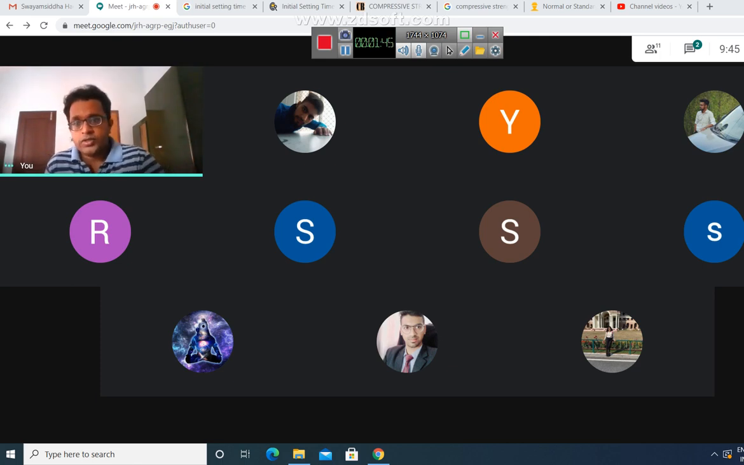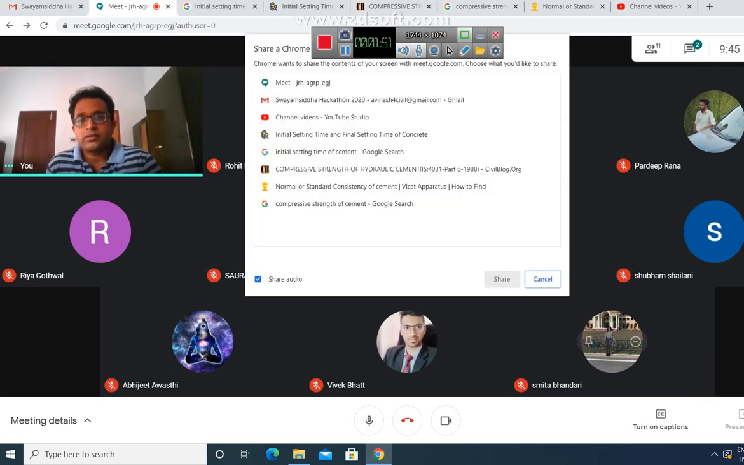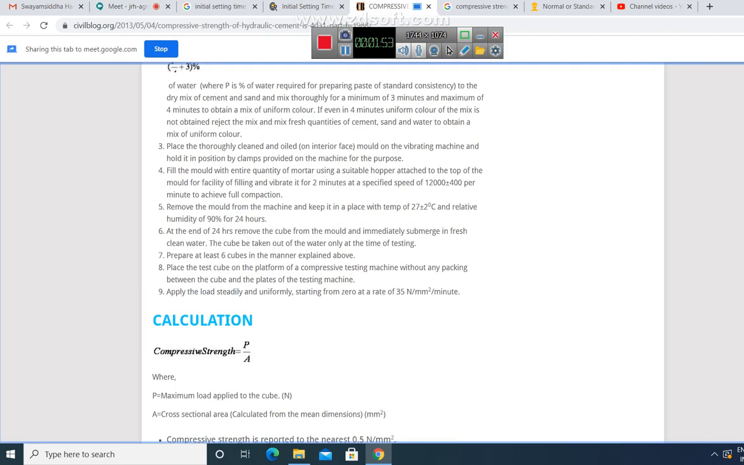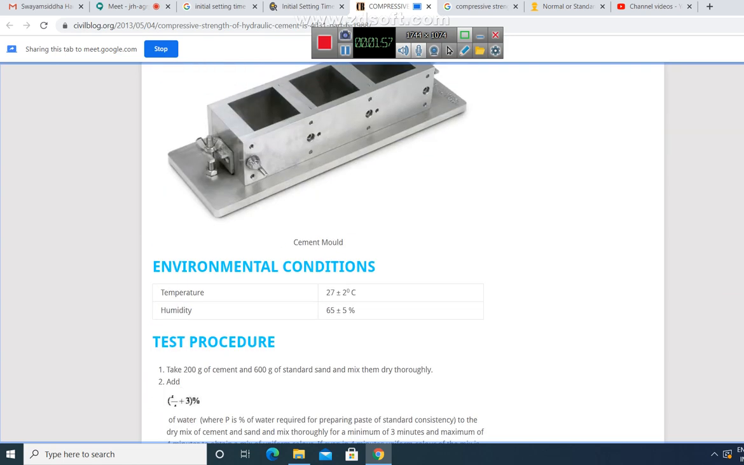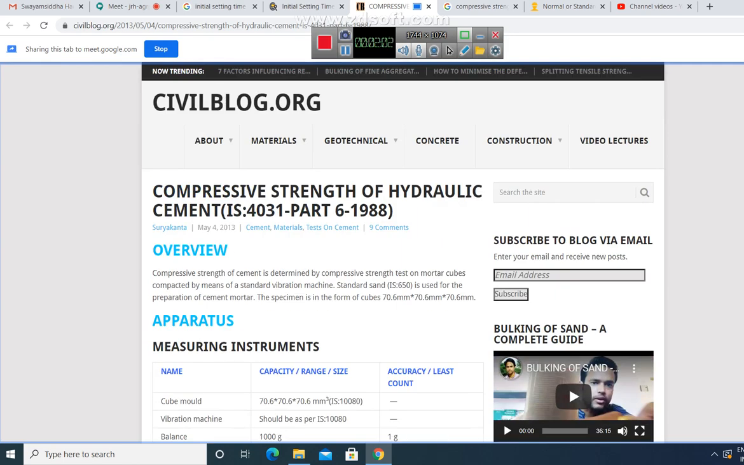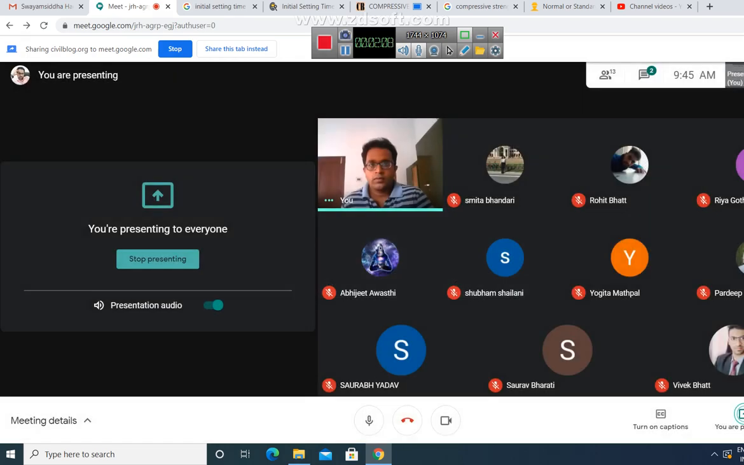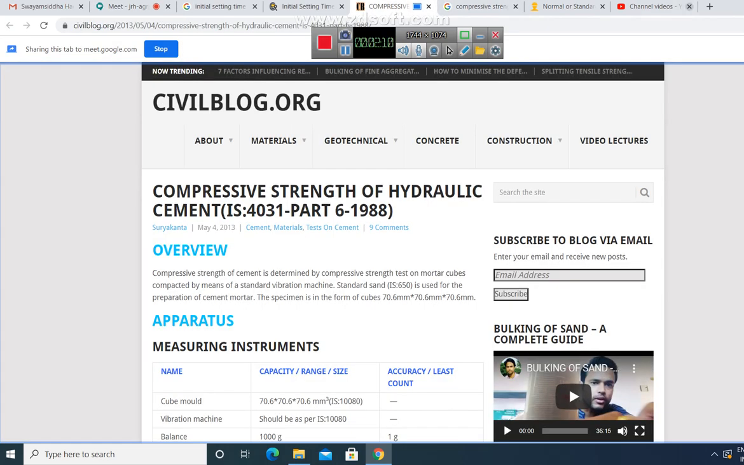Okay, now just see one. Compressive strength of hydraulic cement.